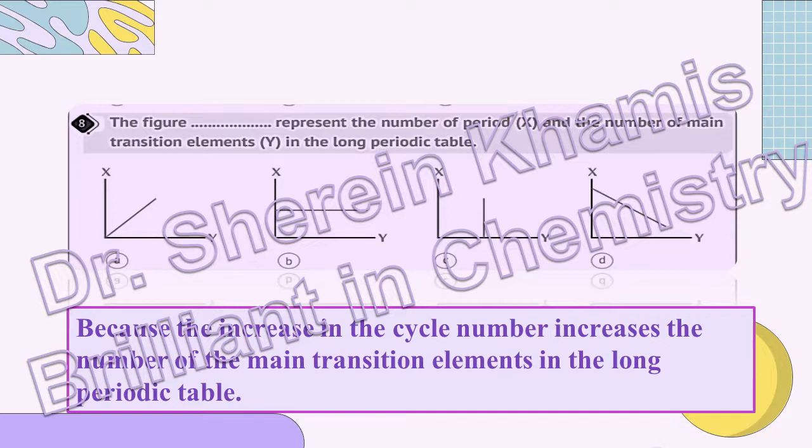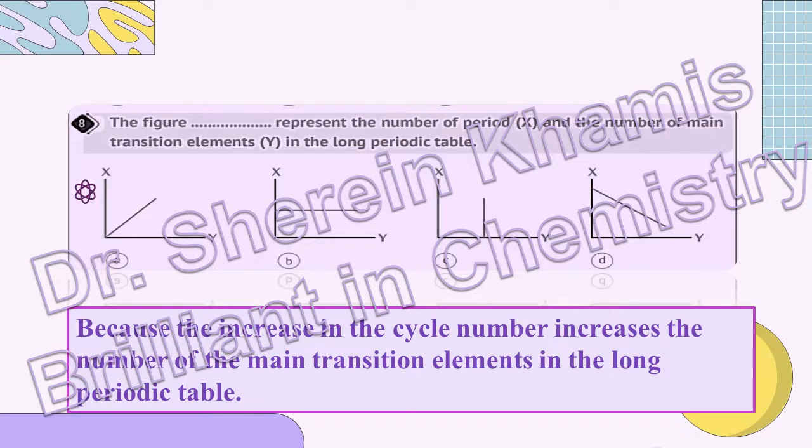Okay, if we discuss that the number of electrons increases, the number of the cycle or period number increases, and it increases gradually. There is a direct relation between the cycle number or period number and the main transition elements in the long periodic table. It's a direct relationship between each one, between the period number and the main transition elements. So the right answer will be letter A here in our question.